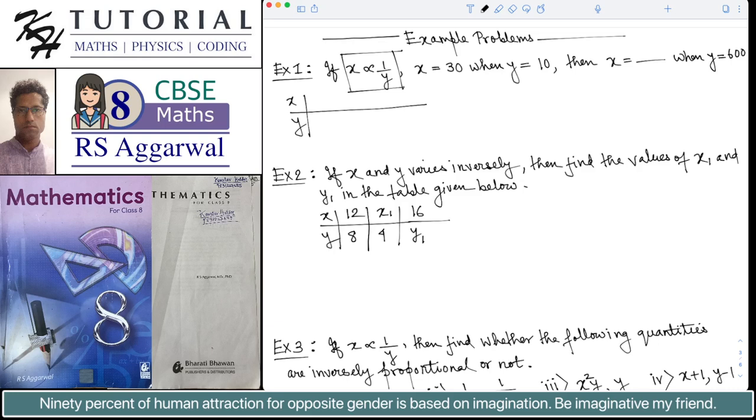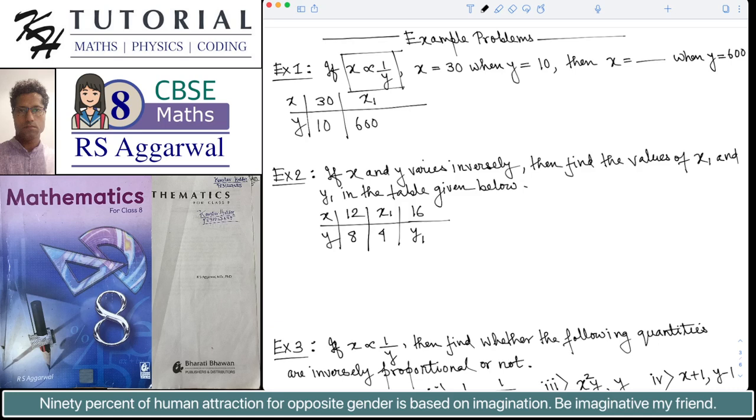Now the first data is given that when y is 10, the value of x is 30. So this is the first pair of corresponding values. Now it is asking what will be the value of x when y is 600. So the question mark has to be filled in. So usually by convention we assume that when y is 600, the value of x is x1.